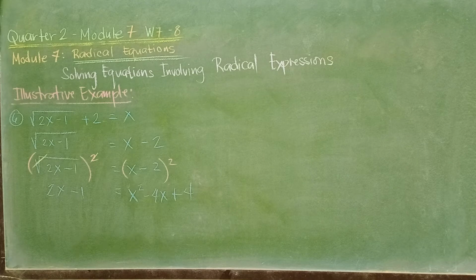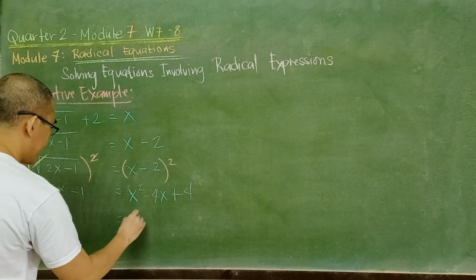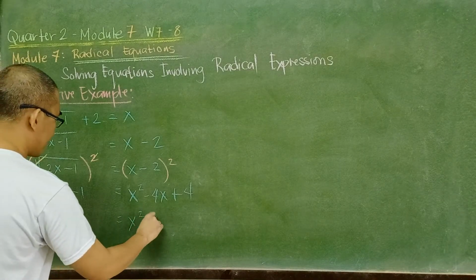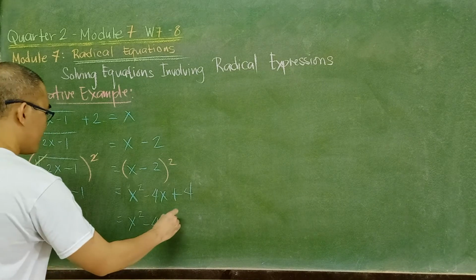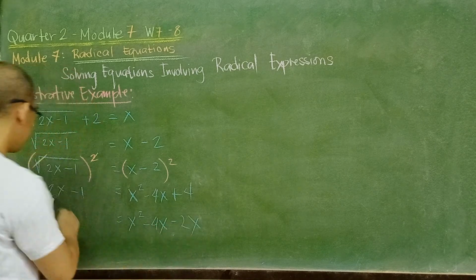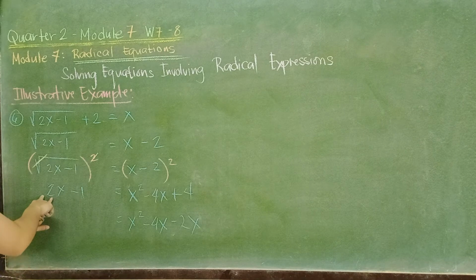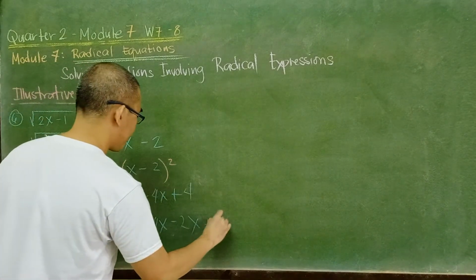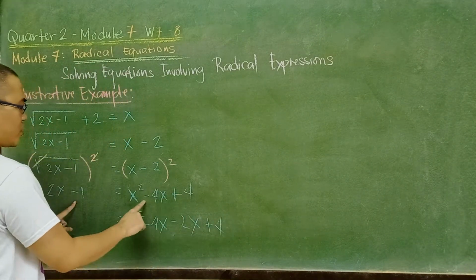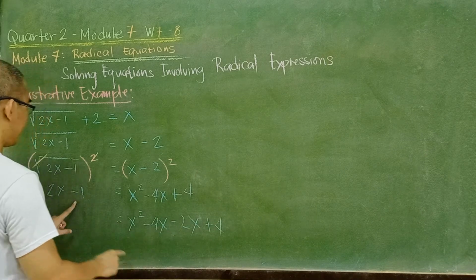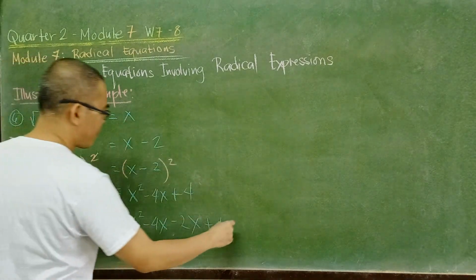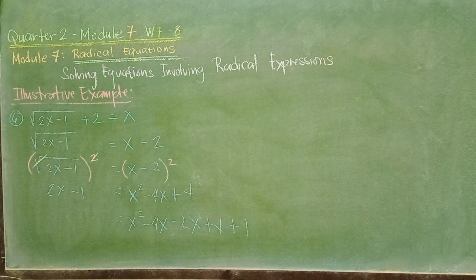Next is transpose na natin yung mga values natin dito sa kabila. So, lahat ng terms natin transpose natin sa kabila. Pag sasamahin natin yung mga like terms, so we have x squared minus 4x and then minus 2x, kasi pag transpose natin sa kabila, yung positive 2x magiging negative, plus 4 which is copy. So yung negative 4x at saka yung positive 4 kinopya lang. Yung negative 1 pag transfer magiging positive 1 na.